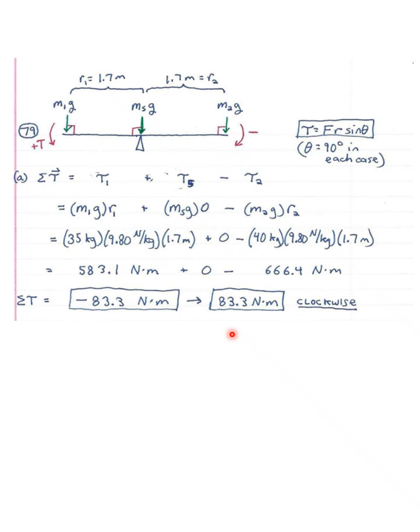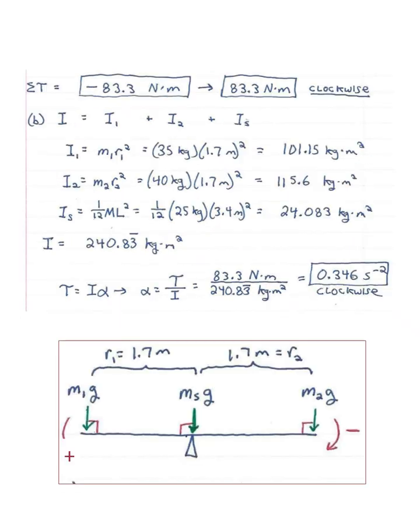Now problem 79 continues with part B. Find the angular acceleration. So now that we know the torque, we need to find acceleration, and I'll do that on the next page. All right, this was our result from the previous page, that the torque is 83.3 newton meters clockwise. To find acceleration, if you go to the bottom here, the middle of the page, the relationship is torque is moment of inertia times alpha, which means alpha is torque over moment of inertia. So we need to find the moment of inertia.